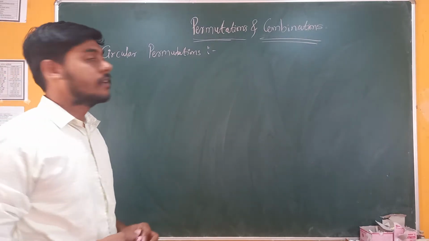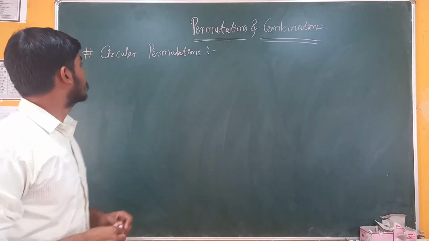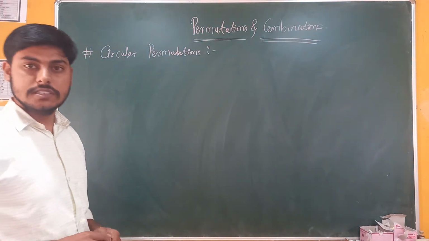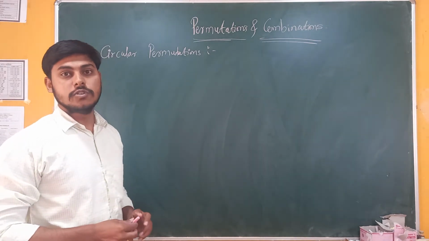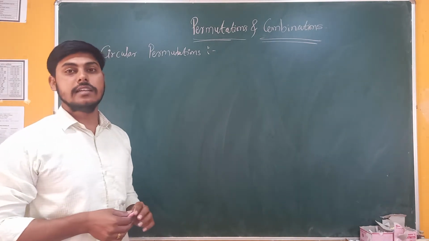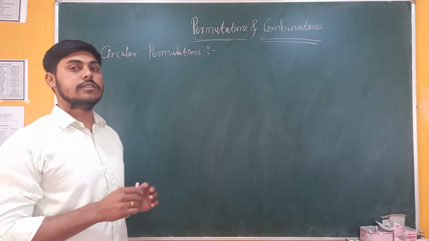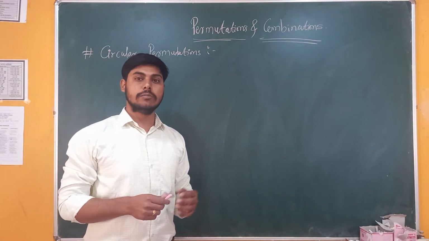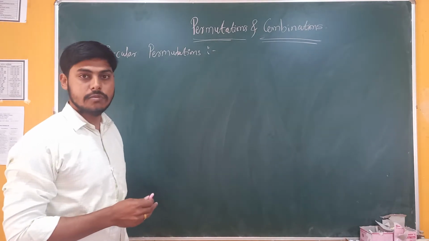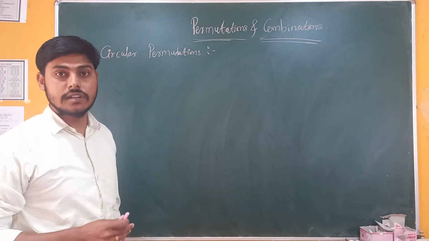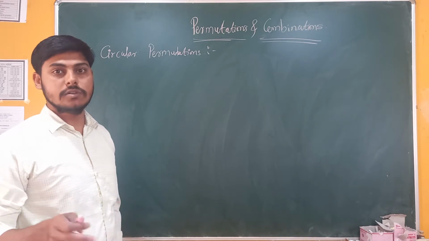Hello friends, in this chapter we are going to see what circular permutations are. First of all, what is meant by circular permutation? Circular permutation is the arrangement of n distinct objects around a circular table or along a circular shape.